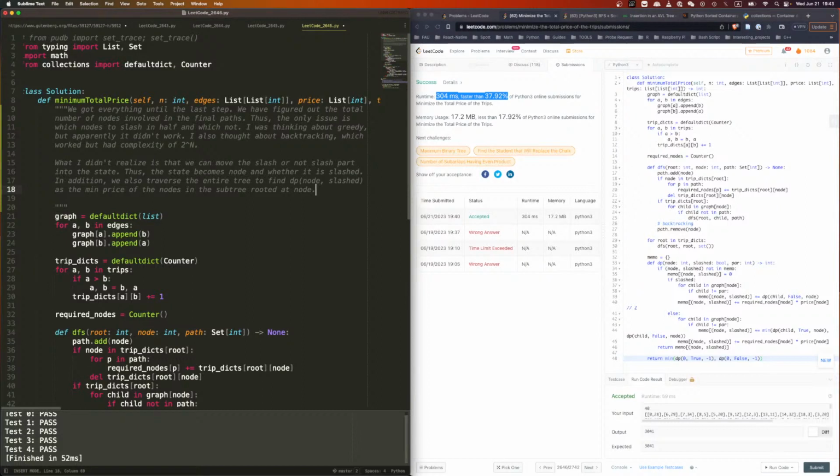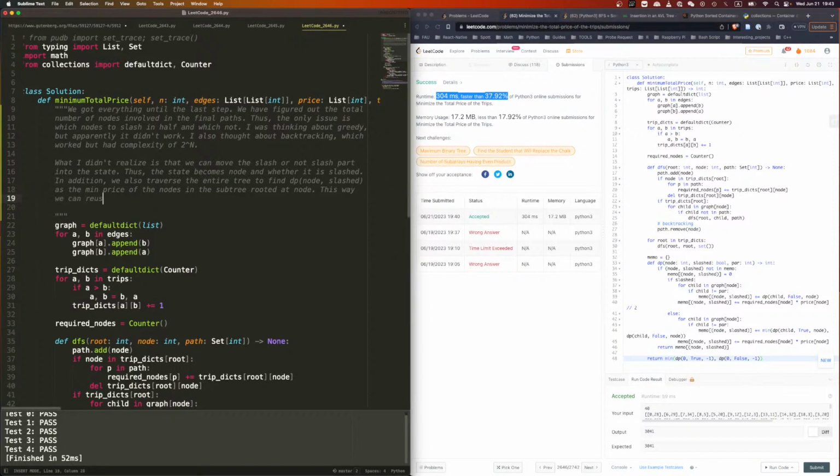This way we can reuse the computation performed previously. Oh yes, for sure, definitely. Done.